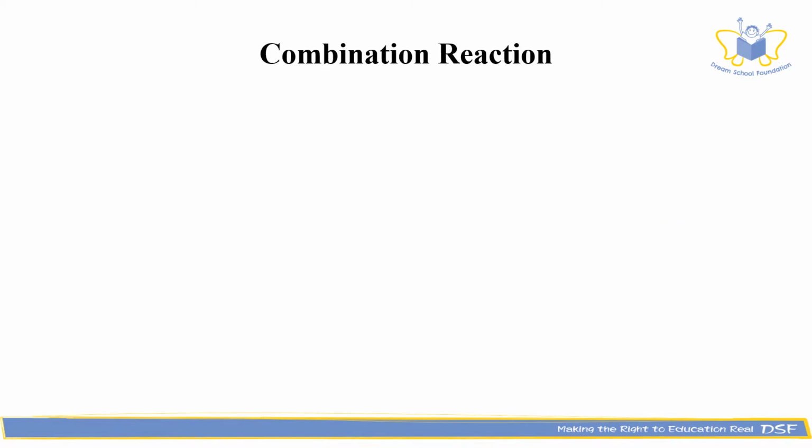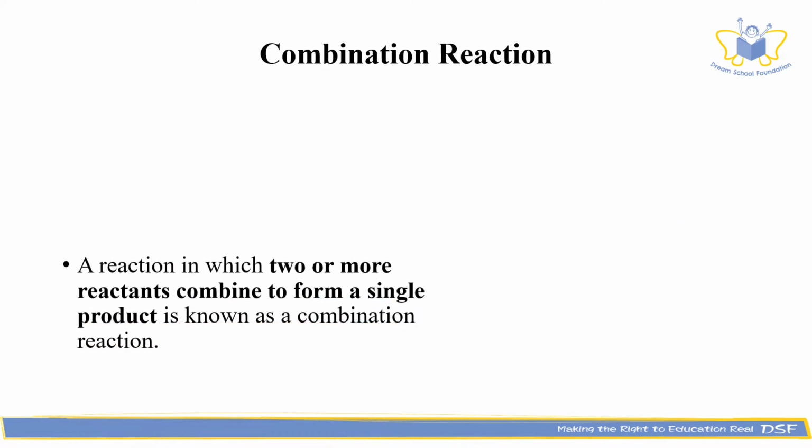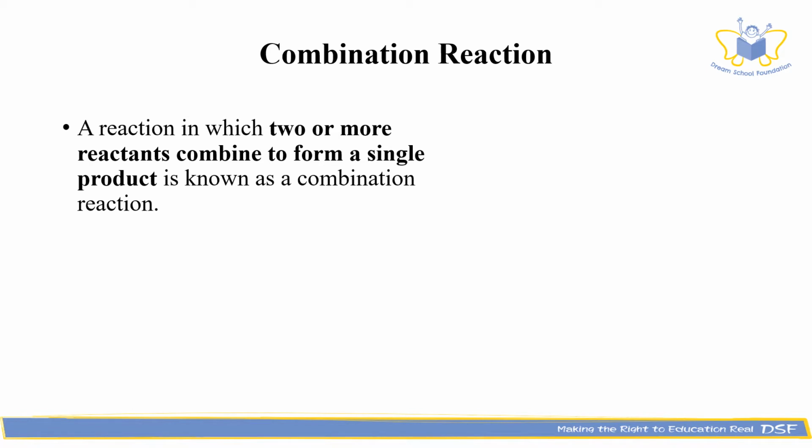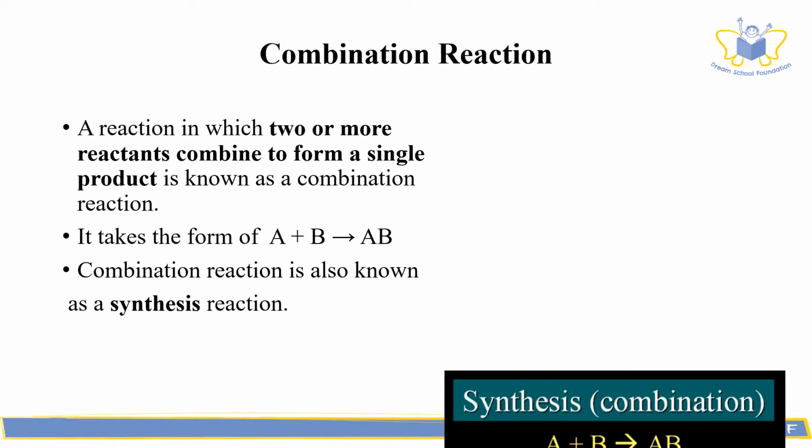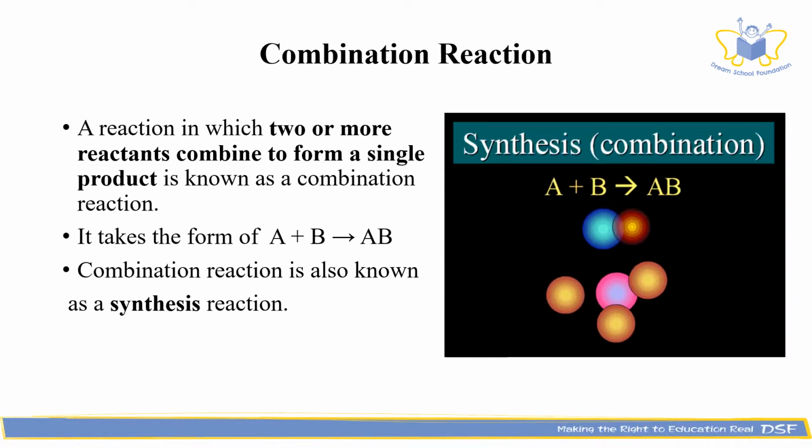What is a combination reaction? A reaction in which two or more reactants combine to form a single product is known as a combination reaction. The general form is A plus B yields AB. Here we assume that A and B are any two compounds or elements and they combine to form a single compound AB. Combination reaction is also known as a synthesis reaction.